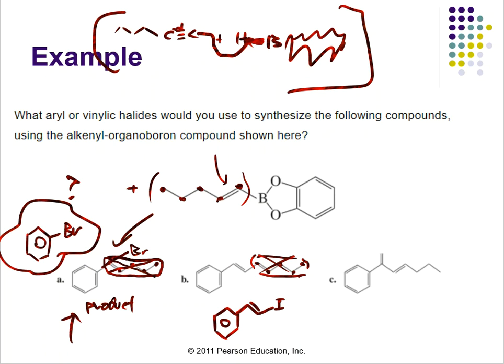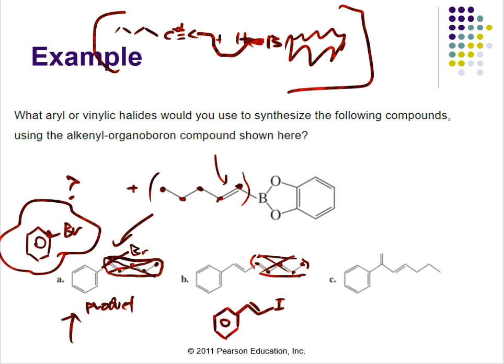Once more, let's double check ourselves. This bromo group is on an aryl group, so ding ding, that works. And then this iodine is on an sp2 carbon, and ding ding, that works as well, because these halogens need to be vinylic, or they need to be aryl.